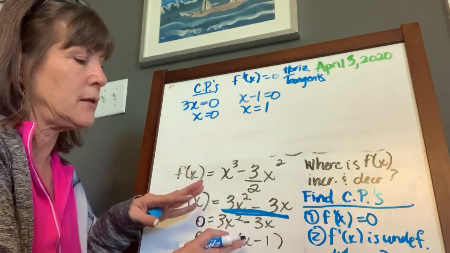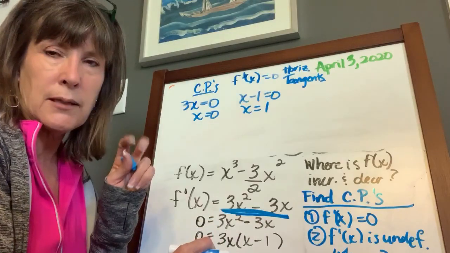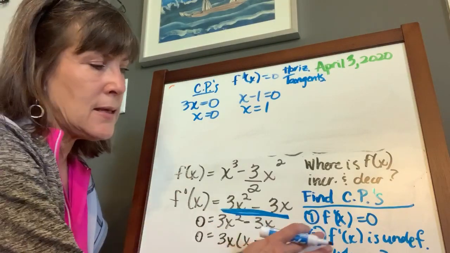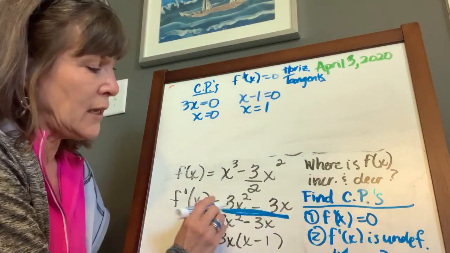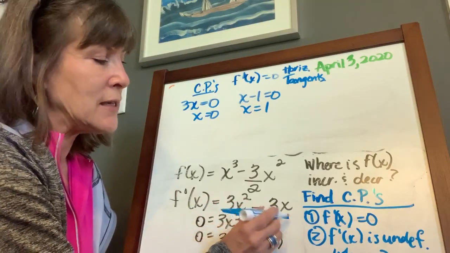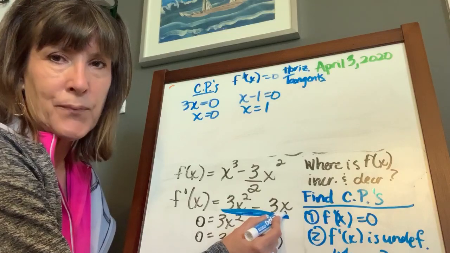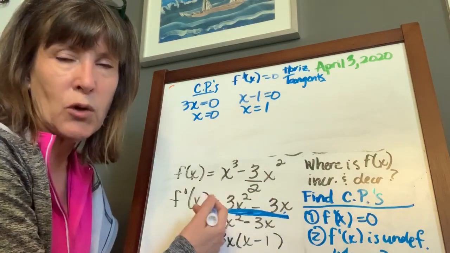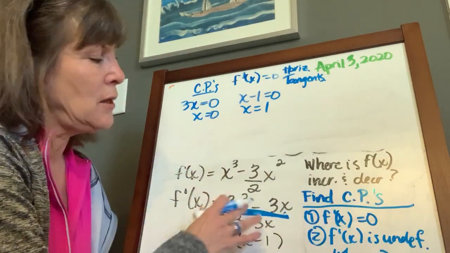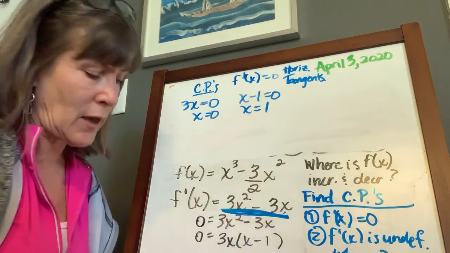We could talk about that another time. So those are the things that you need to worry about. In this case, this derivative, 3x squared minus 3x, is defined everywhere. There's no values of x that you can't plug in here. You can plug in any number for x that you want, and it will give you an answer. So it is defined for every value of x.